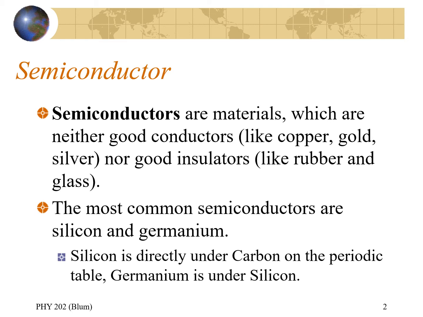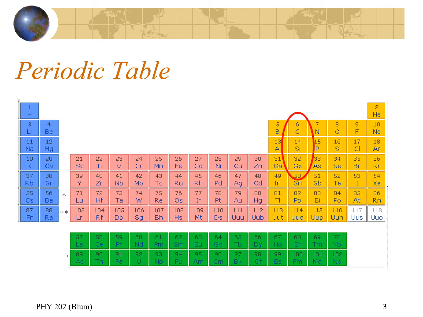Silicon lies directly under carbon on the periodic table, and germanium is under silicon. So here we see the position of silicon and germanium on the periodic table.